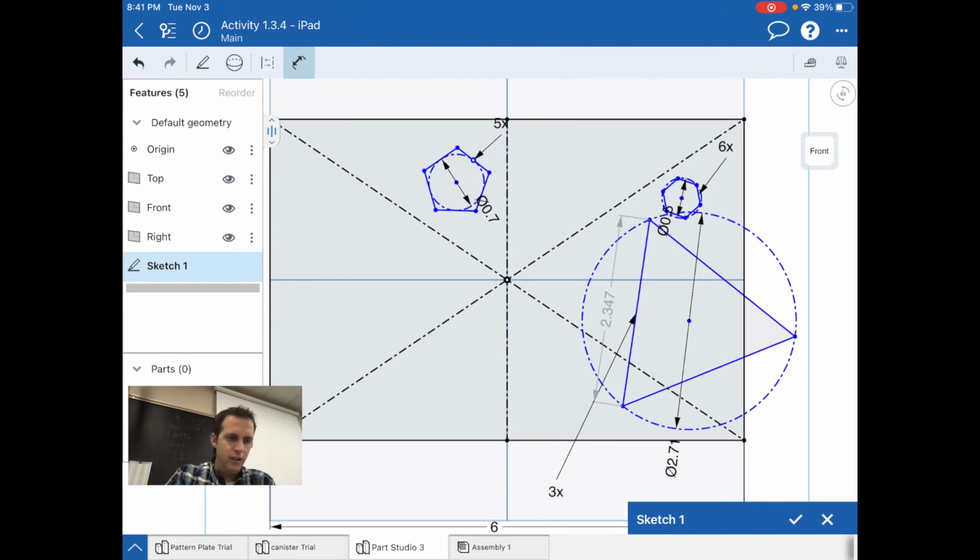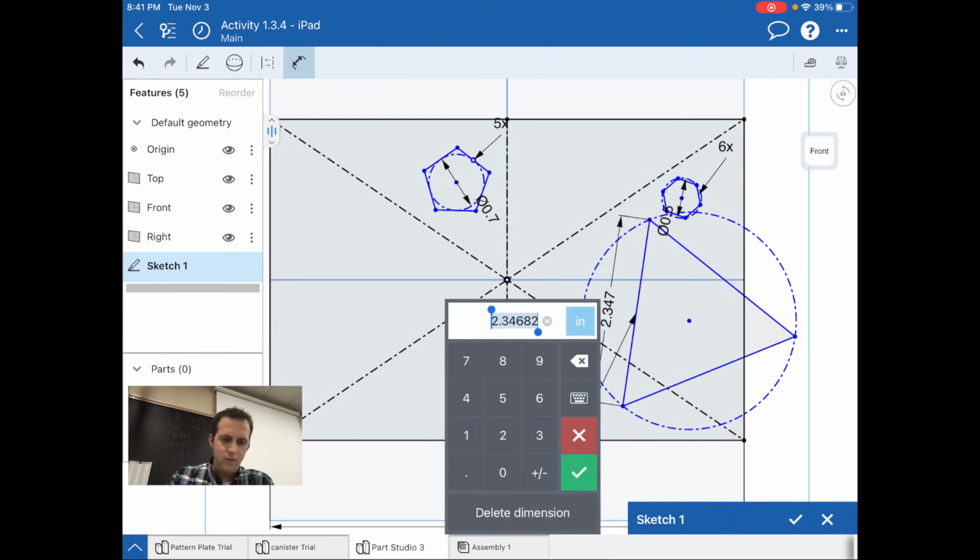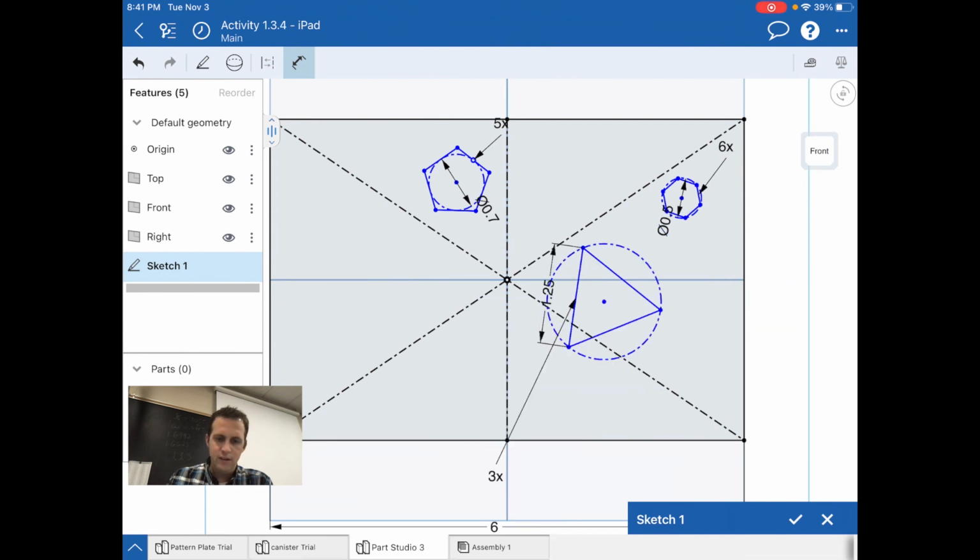So I need to get rid of, this is my bad here, I need to get rid of that. I need to get rid of that. And redo my dimension on the triangle. 1.25. It's the length of one side of the triangle. All right, so now we have our equilateral triangle.